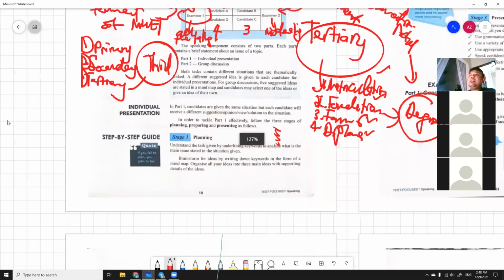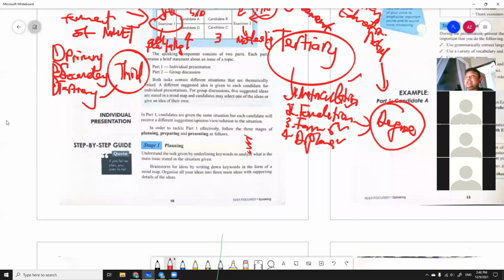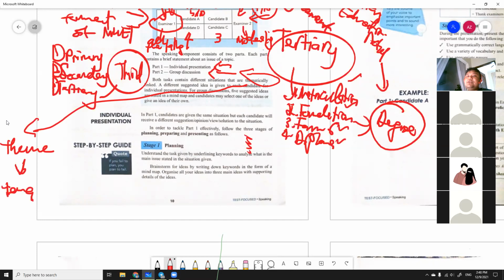Now, just like what I have been explaining to you on the previous document, you will be sitting for 2 parts. Part 1 will be your individual presentation, and part 2 will be your group discussion. Both tasks contain different situations that are thematically linked. Thematically comes from the word theme. Theme means tema.